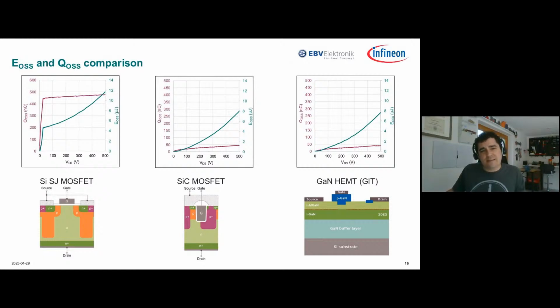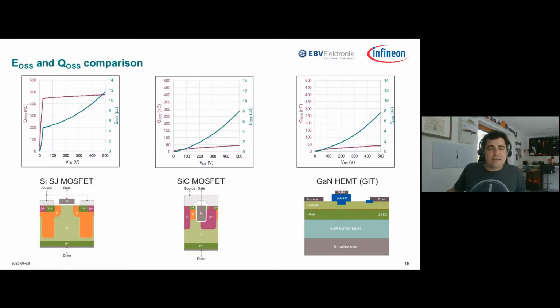Now, EOSS, which is this cyan-colored plot on the same y-axis, is not that different between the three technologies because it doesn't reflect that high charge value in the low voltage range. However, if you're doing hard switching in a motor drive or in a totem pole PFC, any kind of symmetric half bridge, your hard switching losses are far more related to your QOSS. And likewise, if you're doing a resonant design like LLC, it's QOSS that dictates the dead time need for resonant switching. So it's really this magenta line that is more meaningful.